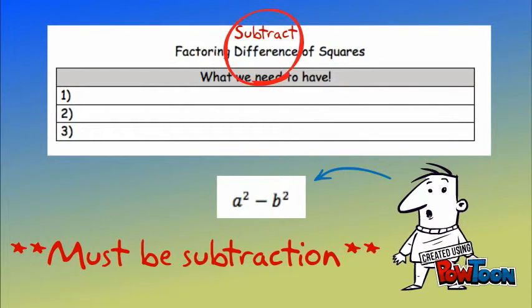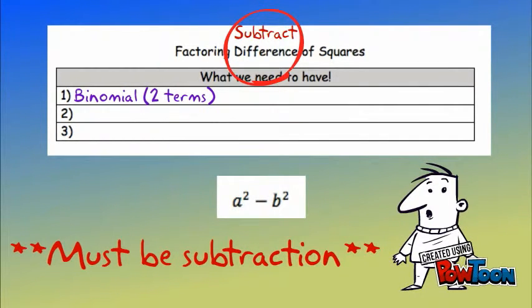If you look over here, I wrote down a squared minus b squared, and if you haven't, you need to. That's our basic form of a difference of perfect squares. What do you notice about the symbol? That's right, it's subtraction. So we can factor this using difference of perfect squares. Let's see what else we need to have to factor.